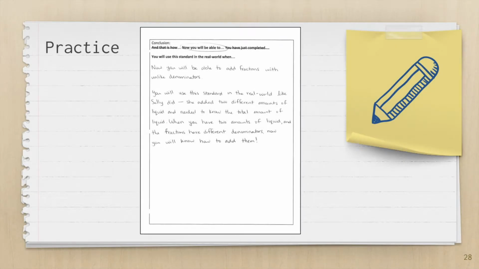The final piece concludes the script and reiterates the objective and how it relates to the real world. The presenter wrote, "Now you will be able to add fractions with unlike denominators. You will use this standard in the real world like Sally did. She added 2 different amounts of liquid and needed to know the total amount of liquid. When you have 2 amounts of liquid and the fractions have different denominators, now you will know how to add them."